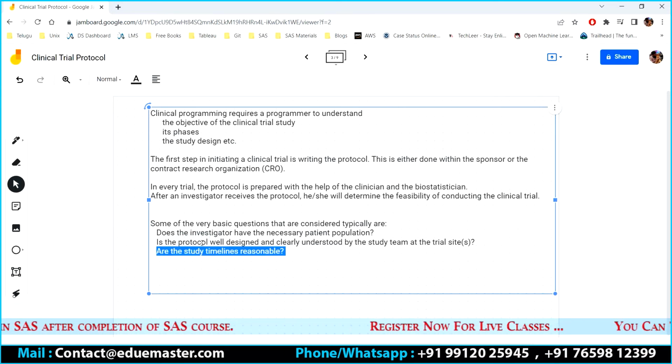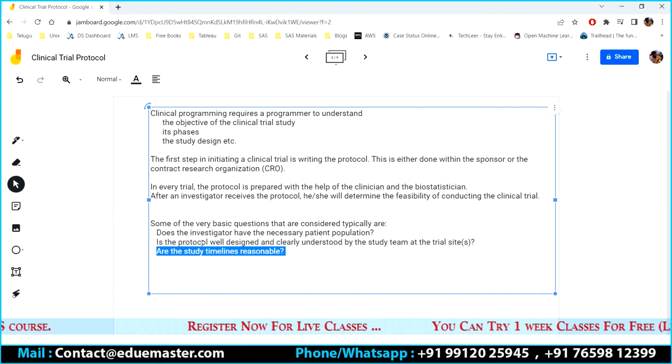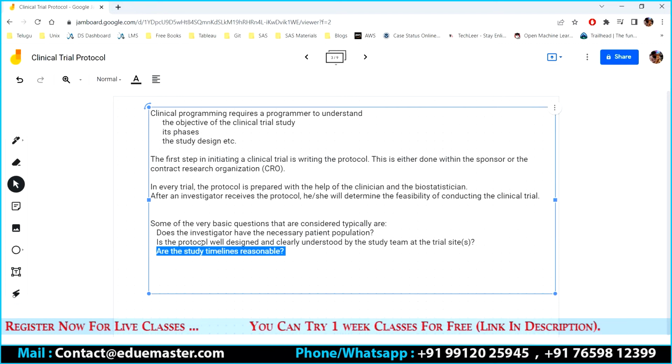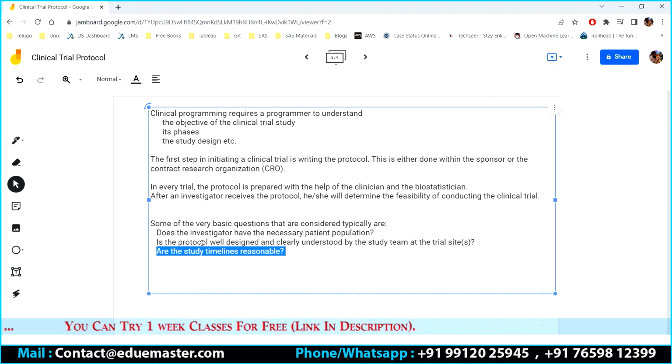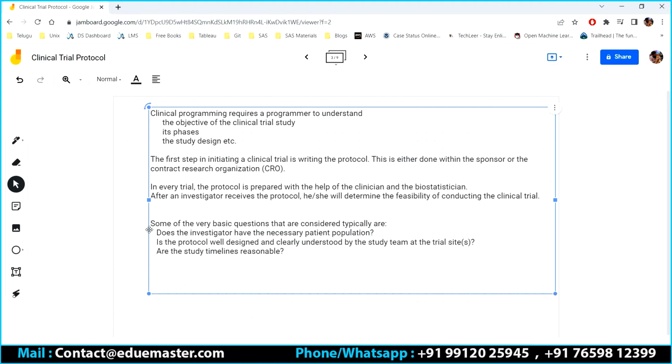Let's say COVID. If the government asks all the researchers, hey, I want the vaccine, right? But I'm giving you a timeline of 3 months. I'm giving you the protocol, what needs to be tested, how the procedures are going to be, everything I'm giving to you. The protocol is crystal clear. All the people who are working at the different sites also understand the protocol. Fine. The first two things are done. I have enough people who are volunteering for this particular research. So the first two questions are answered already.